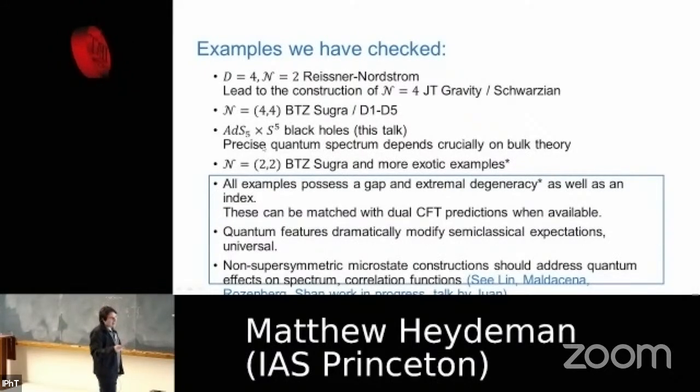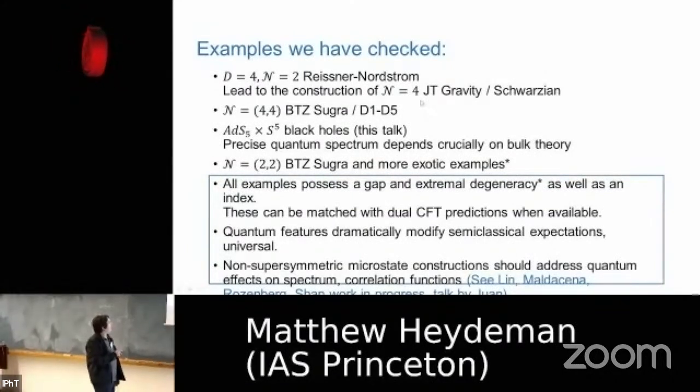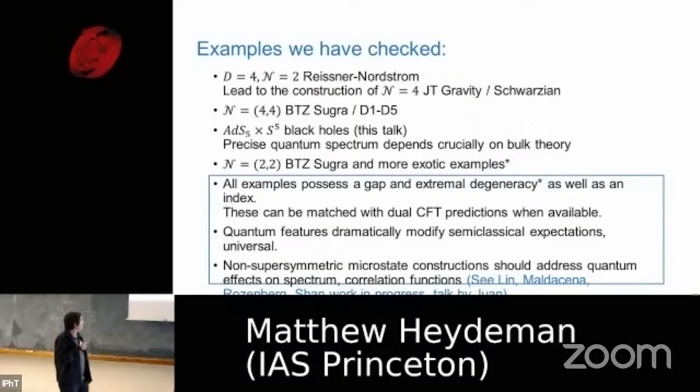The second half of this talk, or last quarter of this talk, will be about the AdS5 black holes. And actually, the precise spectrum here does depend on the bulk theory. And then there are less supersymmetric examples as well. I think all of this I just said in the course of answering questions. All examples possess a gap and extremal degeneracy if they have enough supersymmetry. We can also compute the index and match it with field theory when possible. And then quantum features, as I said, dramatically modify your semi-classical expectations. So non-supersymmetric microstate constructions should address these quantum effects on the spectrum and on the correlation functions. This Lin, Maldacena, Rozenberg, Shan paper has not appeared yet, but they discuss correlation functions in these supersymmetric JT theories.